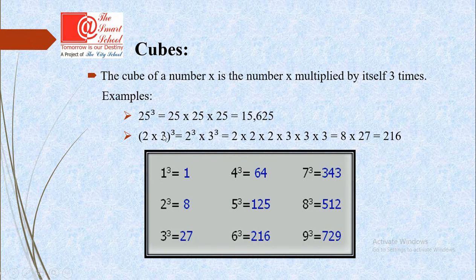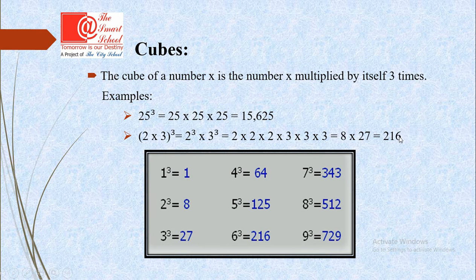We can find the cube of different numbers in another style, like (2 multiplied by 3) cubed, which is equal to 2 cube into 3 cube. We will find the cube of 2, which is 2 by 2 by 2, and then the cube of 3, which is 3 multiplied by 3 multiplied by 3. Or we can do 2 multiplied by 3, which is 6, and 6 cube is 6 multiplied by 6 multiplied by 6. Here the answer of 2 cube is 8 and the answer of 3 cube is 27. If we multiply 8 by 27, the answer is 216, the same as if we find 6 cube.